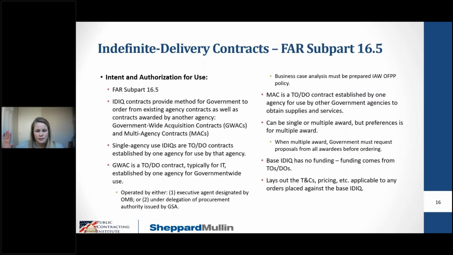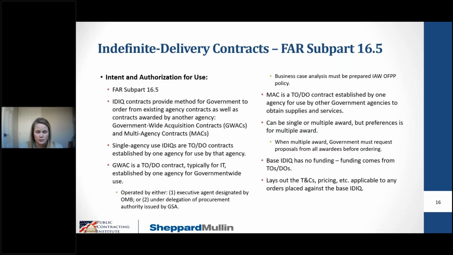So moving further into FAR Part 16, we have indefinite delivery contracts in FAR Subpart 16.5, or indefinite delivery, indefinite quantity contracts, or what you might see as IDIQ contracts. These contracts are used when the government wants to order certain supplies or services over a period of time, but doesn't know the exact quantities or delivery schedules in advance. Typically, in order to set these up, the government must agree to purchase a minimum amount of the goods and services at the prices in the contract. But beyond this basic amount, there's no guarantee of the amount that the government has to purchase.